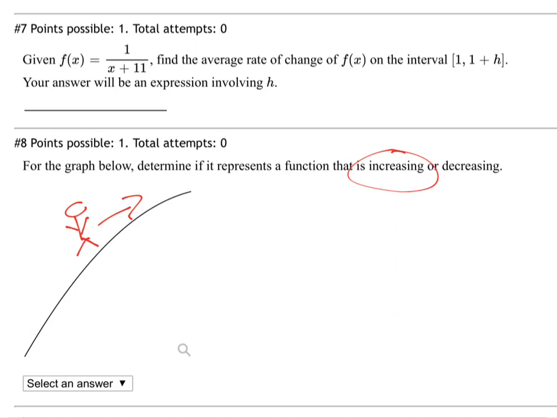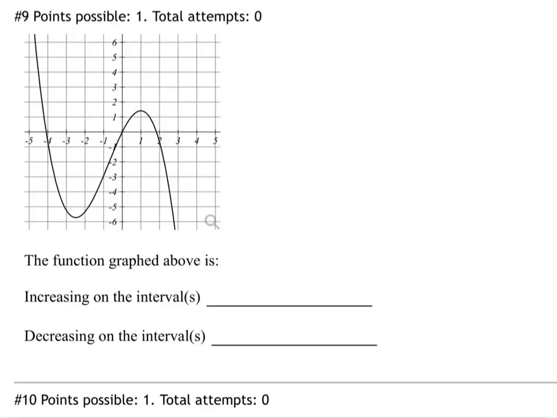It's increasing. Whenever they ask those questions, remember it's as you go to the right, which is the positive x direction. That's why they do it that way. So it's going up. That one's increasing as you go to the right. Okay, good.